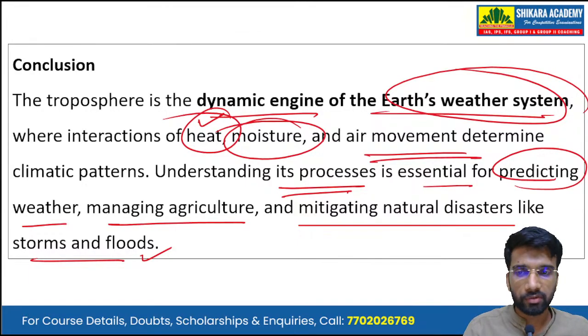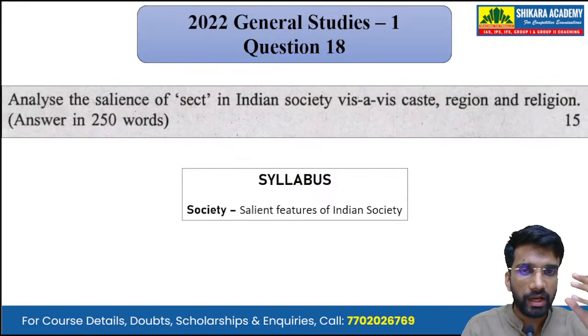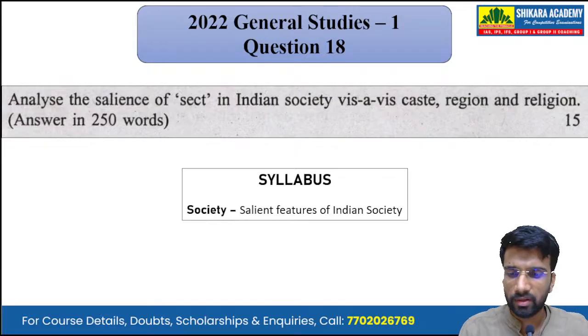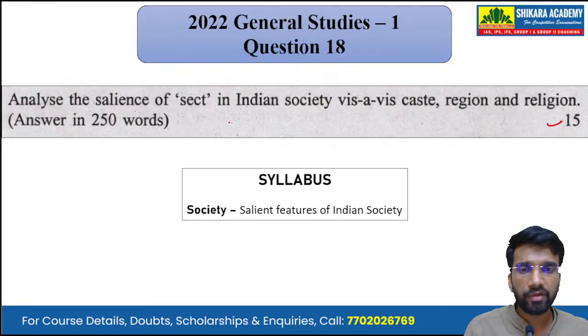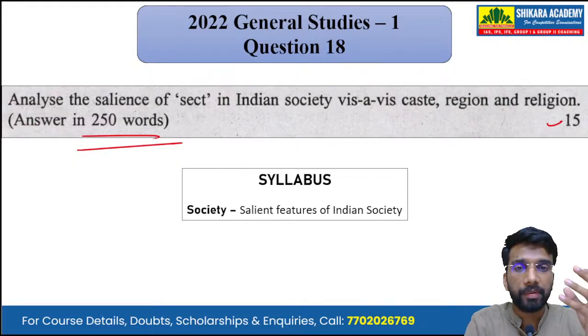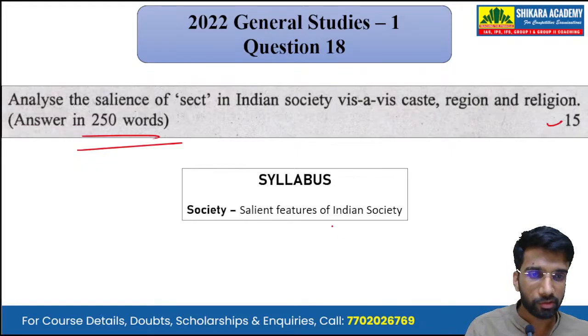Now, moving on to the next question, that is question number 18. Analyze the salience of sect in Indian society vis-a-vis caste, region, and religion. Okay, a 15-mark question that we have to answer in 250 words. It's a question that has been asked from the subject of society, and the topic is salient features of Indian society.